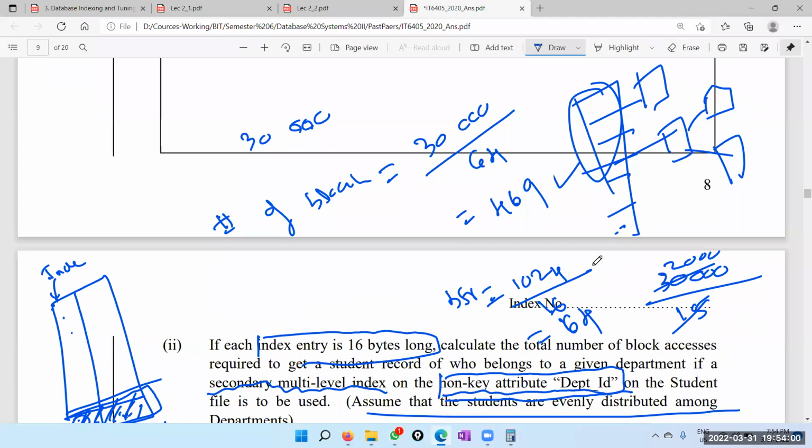Right. So far, so good. Now 469 is a big number of blocks. So therefore, when you have a large number of blocks needed for your index file, we can go for this kind of arrangement.